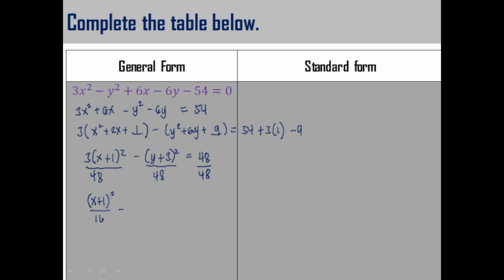Okay? Ito, copyhin lang. So, y plus 3 square over 48 equal to 1. Okay? So, i-rewrite na lang po natin siya dito. X plus 1 square over 16 minus y plus 3 square over 48 equal to 1. At ito na po yung ating standard form.